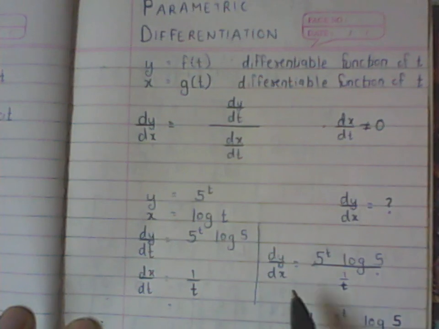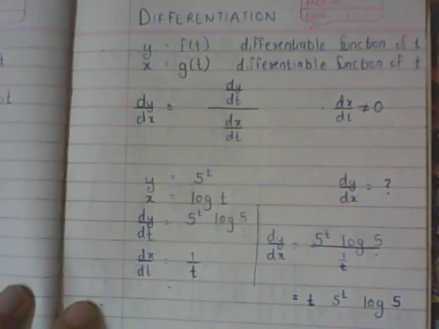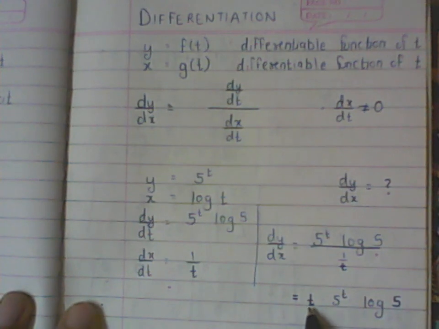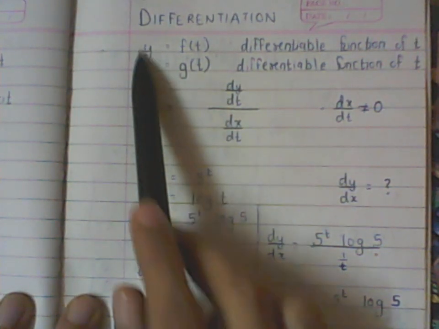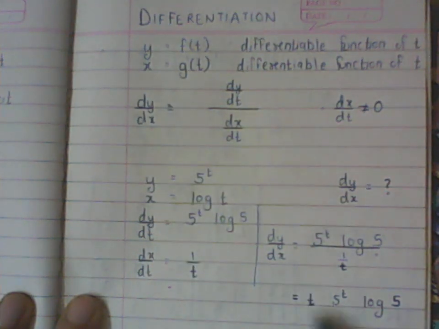So that's what the derivative of y is with respect to x, and it's okay if it is in terms of t, because if t is known, then automatically x and y are both known. So this is how you calculate the parametric derivative.